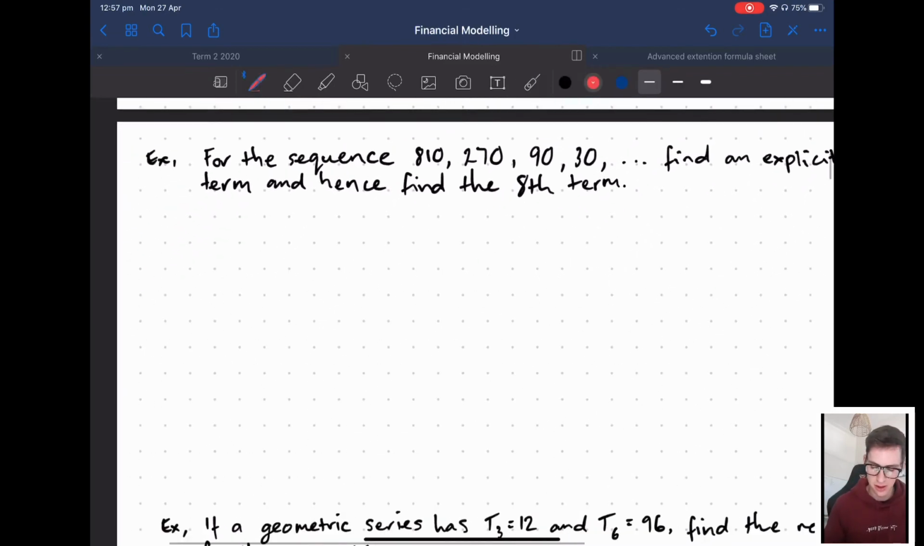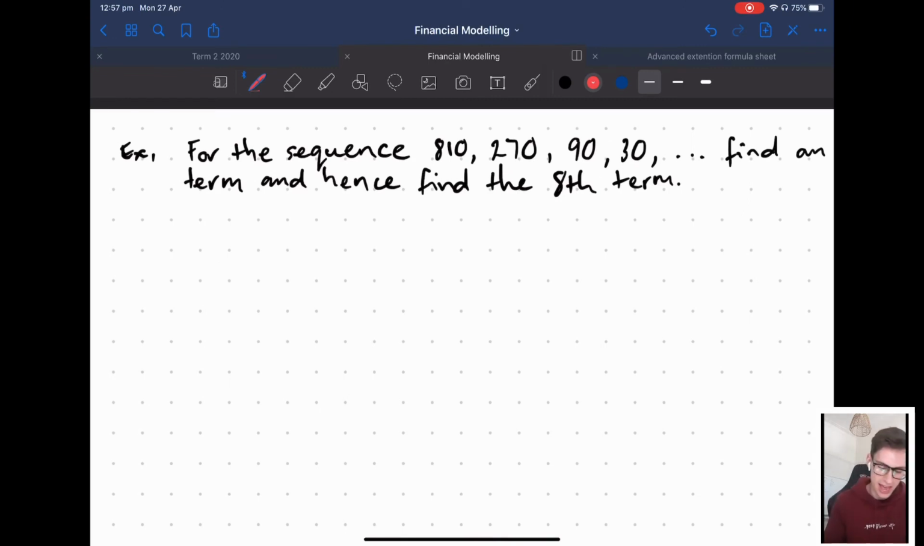Okay, so let's start with what we know. We know A is always our first value, and for this sequence, that's clearly just going to be 810. Now we also know how to find R, our common ratio. We're going to grab any term. I'm going to start with 270, and we're going to divide by the term just before it, so 810. Now, if you pop that into your calculator, you should get 1/3. And that's our ratio. It makes sense that it's a fraction because our terms are decreasing in size.